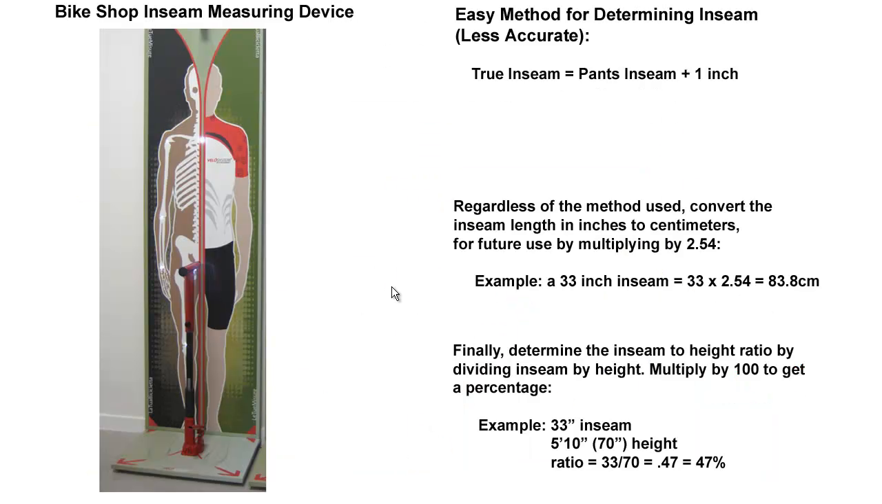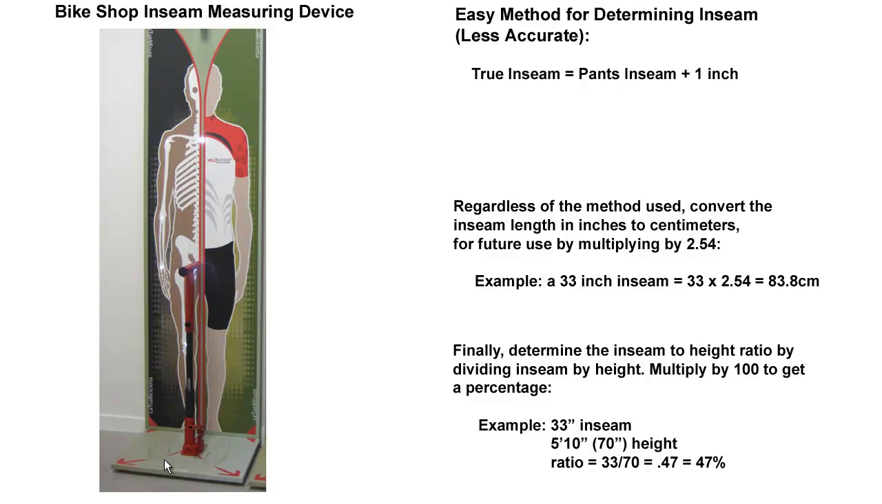Most people know their height, but they don't necessarily know what their true leg inseam length is. Bicycle shops employ a machine like this one, which has a horizontal bar which can move up and down. This bar is moved to the top of the groin, and a measurement is taken from the top of the bar down to the floor. Of course, this is done without any shoes on.